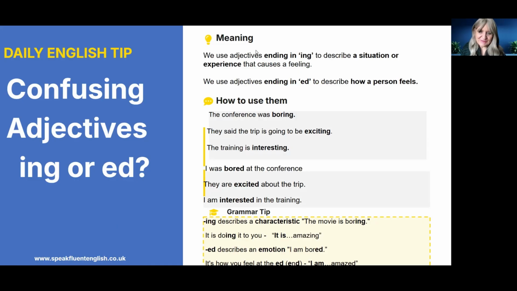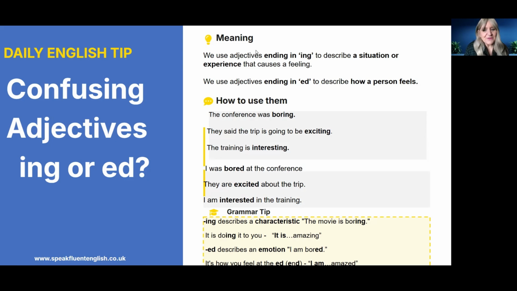So, first of all, I was bored at the conference. They are excited about the trip. I am interested in the training. So here we've got the situations or the experience, but now we're talking about how it makes us feel. So the conference was boring. That is describing the situation. And I was bored at the conference is describing my feeling about it.